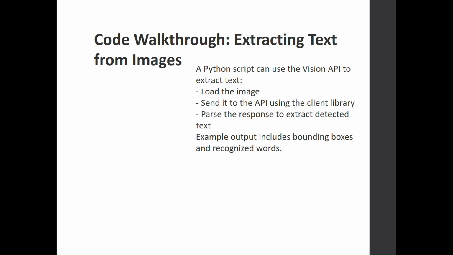Code walkthrough, extracting text from images. Here's a quick look at how the code works. First, you load the image file using standard Python tools. Then you pass the image to the Vision API's text detection method. The API responds with structured results, usually a list of blocks, paragraphs, words, and their coordinates. You can then loop through these results to print or store the recognized text.